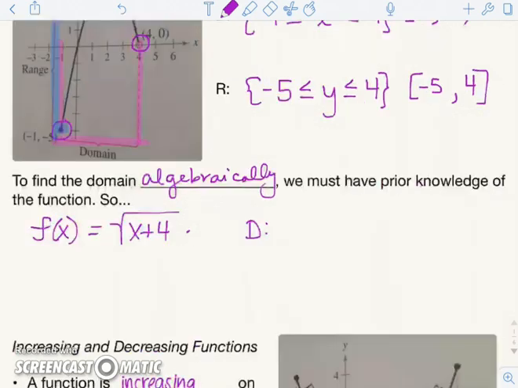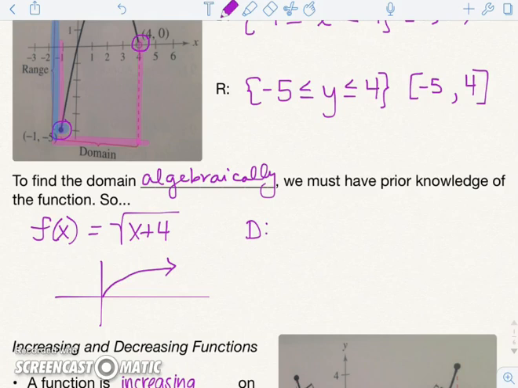So if I said algebraically find the domain of the function f of x is equal to the square root of x plus 4, I would need to know the square root looks something like this, the parent function. Or I need to know that I can't have values that are less than -4 in there. If I put -4 into that function, -4 plus 4 is 0, square root of 0 is 0. If I put -5 in there, I'm going to have -5 plus 4 is -1. As far as we know, you can't take the square root of a negative number. You actually can, but it's an imaginary number. We're not going to deal with that until later.